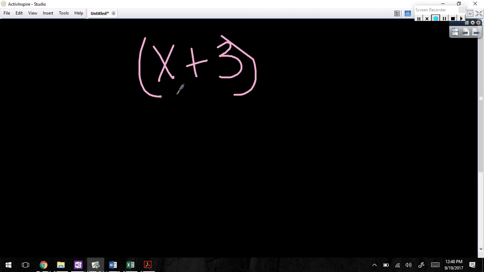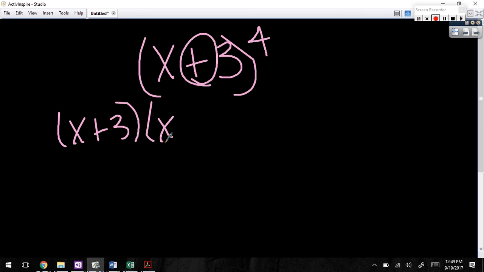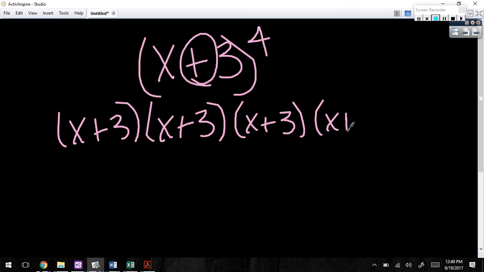If I give you something like this, and I say multiply that out, you have to do x to the 4 to the 3 to the 4. No. What do you have to do? You have to distribute it all. Remember, if you ever see a plus or a minus inside the parentheses, you can't distribute that exponent. This means x plus 3 times x plus 3 times x plus 3 times x plus 3.